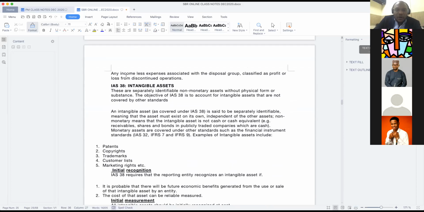Now, any income less expense associated with the disposal group will be classified as profit or loss from discontinued operations. So we can put it after the profit for the year. Is that fine?